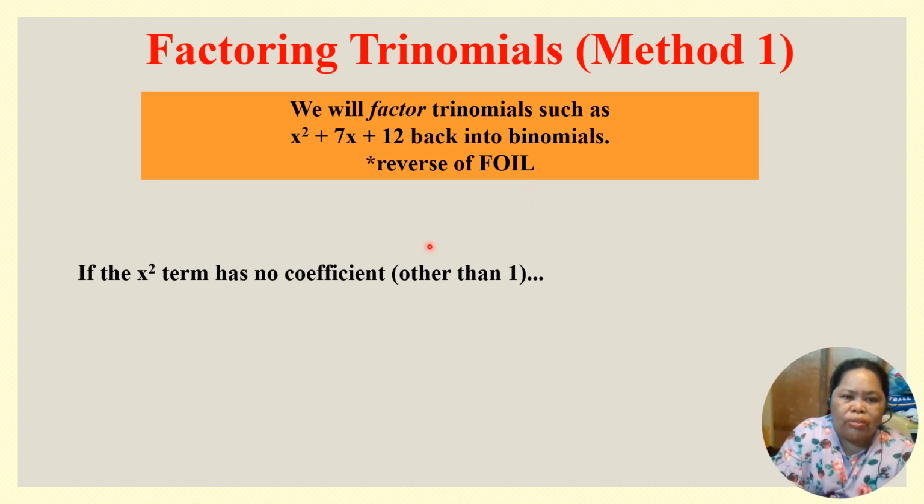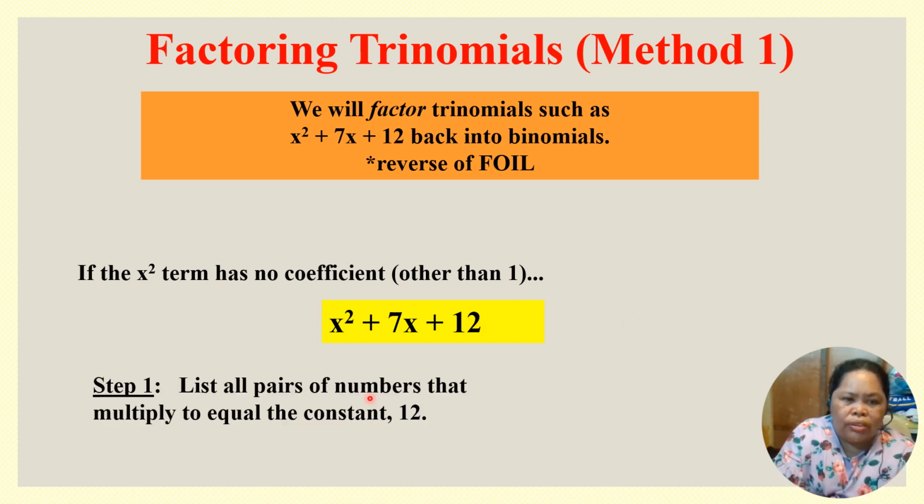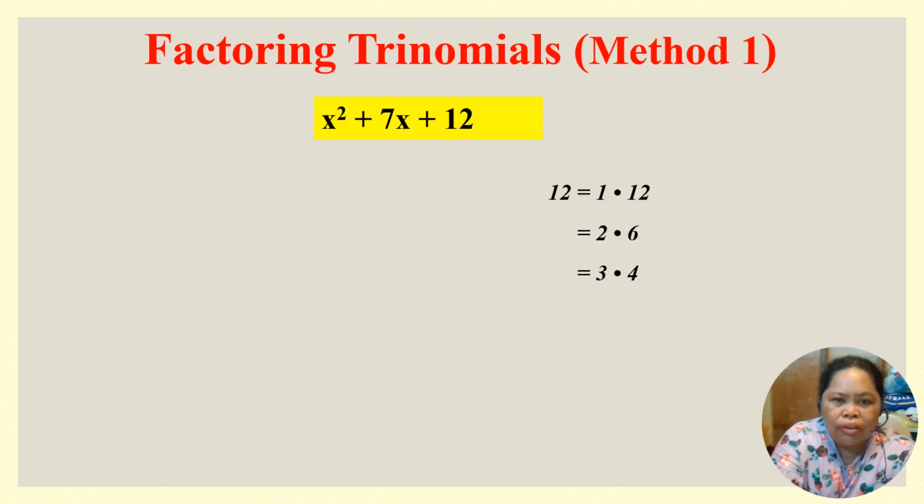Now, if the x squared term has no coefficient other than 1, then we have step 1: list all the pairs of numbers that multiply to equal the constant 12. So we have 12 is equal to 1 times 12, and then 2 times 6, and then 3 times 4. But look at this. If you add 1 plus 12, that's 13, so that is definitely not 7. 2 plus 6 is 8, and 3 plus 4 is 7. So probably our factors here are this one.